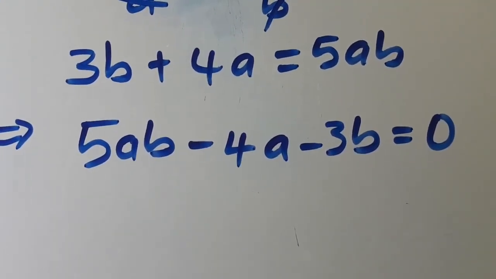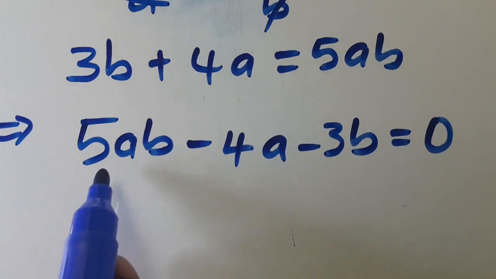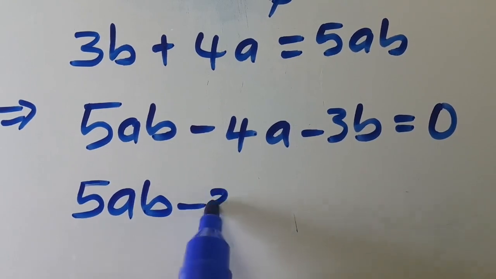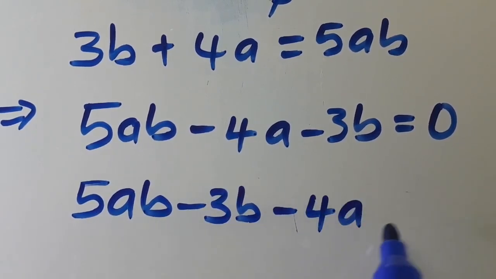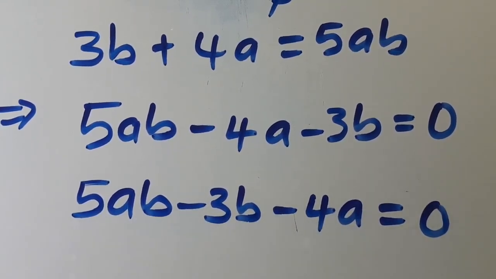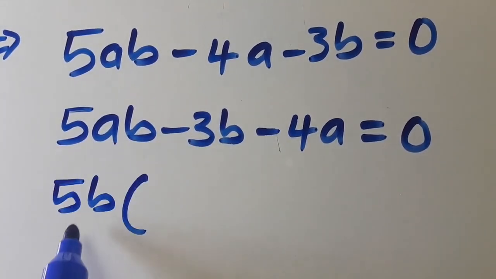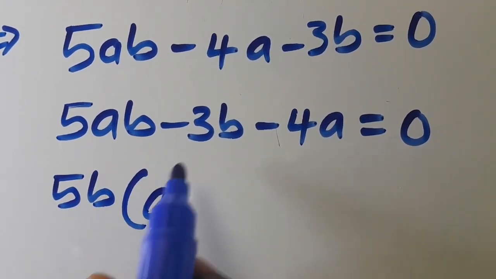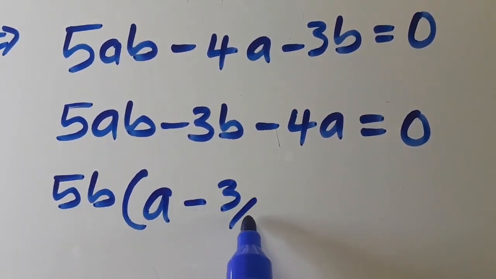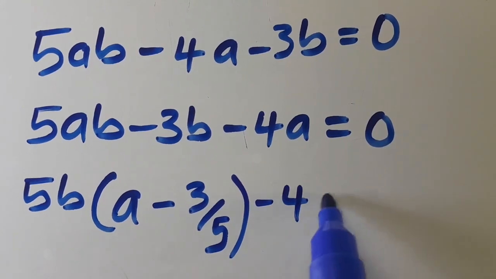Then from here, let us factor 5. Let's take this and this together. So we are going to have 5ab minus 3b minus 4a to be equals 0. I think b is common in both, so let us factor 5b outside. So when we factor 5b, 5ab divided by 5b will be a, then minus 3b divided by 5b will be minus 3 divided by 5, then minus 4a.